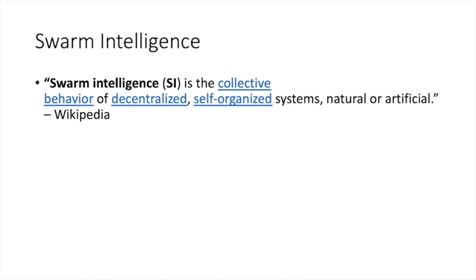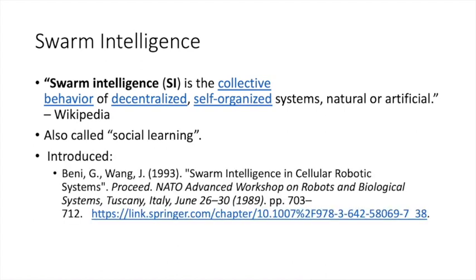So the entire swarm collectively organizes itself to complete a certain task in a collaborative way. It is also called social learning, whereby the members of swarm learn from their society. And one of the seminal papers that introduced this topic is on your screens. It was published in 1993, and its link is also given below in the description.